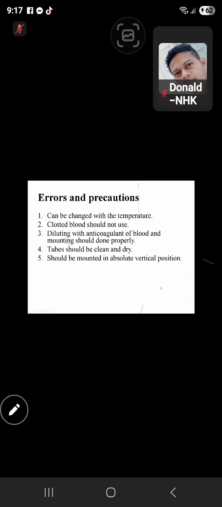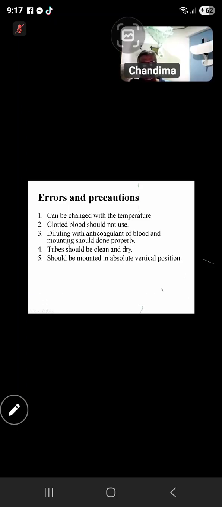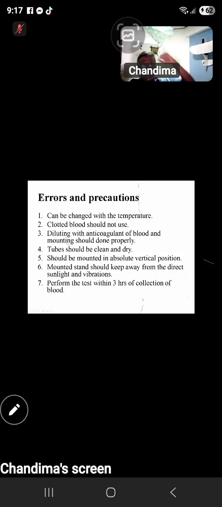It should be mounted in an absolute vertical position. The mounted stand should be kept away from direct sunlight and vibration. These are the errors and precautions, right? It says normally do the test within 3 hours of collection of blood. The last one is not going to be counted much, but the book says like that: mount it within 3 hours.